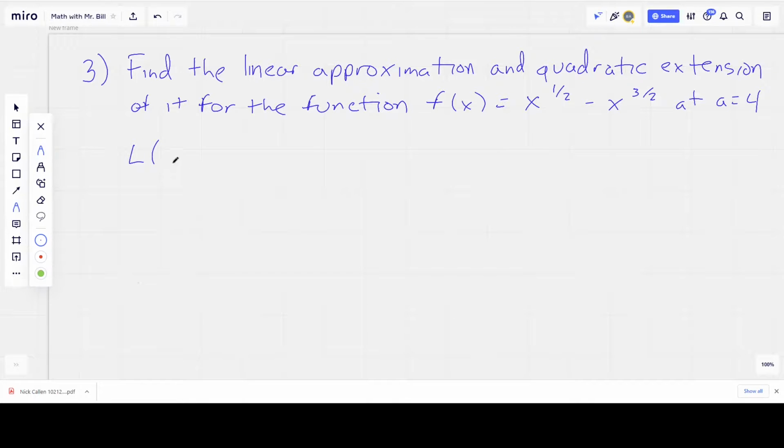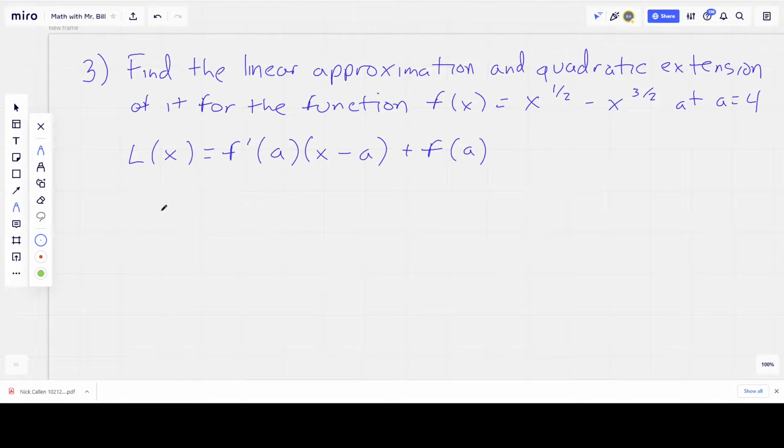We'll represent that by L of x, and that's equal to f prime of a times x minus a plus f of a. This here is the general linear approximation form, and we are going to fill this in with the derivative f prime and evaluate f prime at a and the original function at a as well. So let's go ahead and do that.